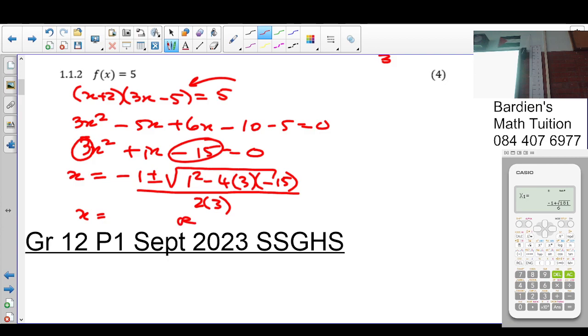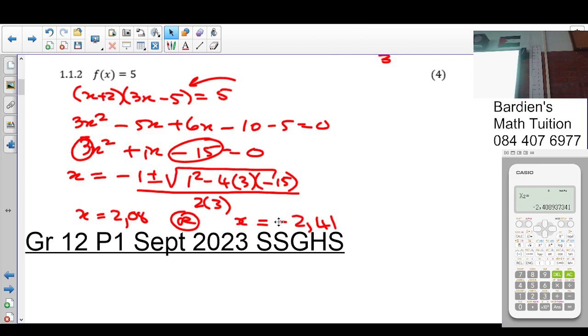So x is one of 2 values. The one being 2,08, and of course, the other is equal to negative 2,41.